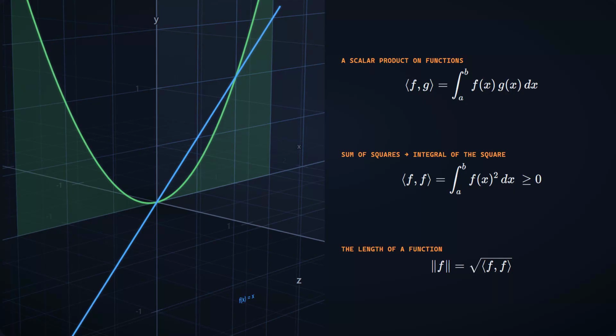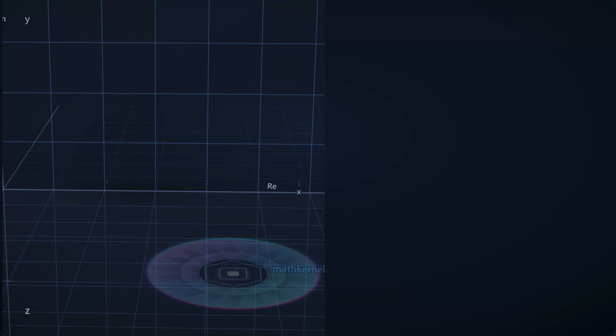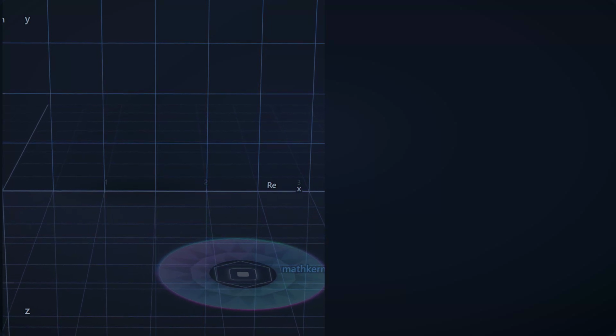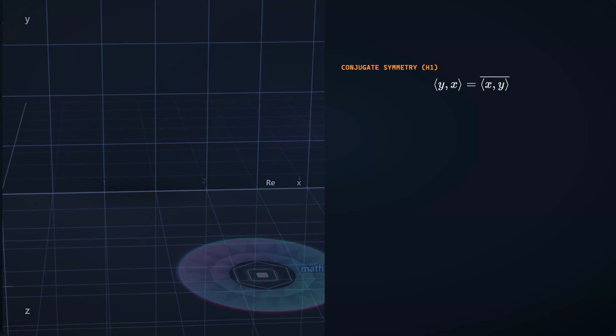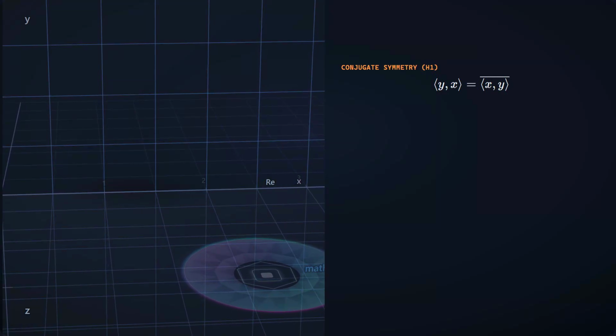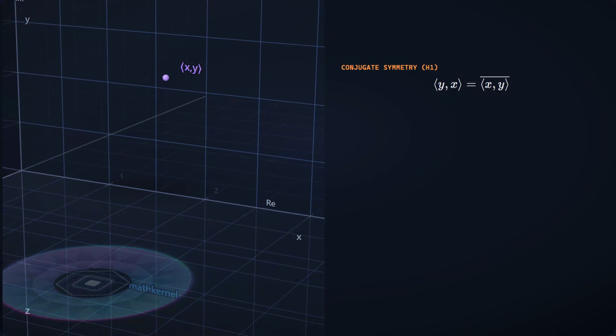Now push into complex vector spaces, and one axiom needs a small repair. Why should anything change? Symmetry worked perfectly well a minute ago. Because over the complex numbers, plain symmetry breaks length. If the product of x with itself could be any complex number, its square root, the length, would be complex, which is nonsense. So we replace symmetry with conjugate symmetry. Swapping the arguments conjugates the value.